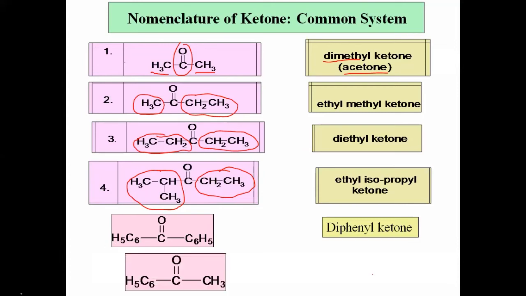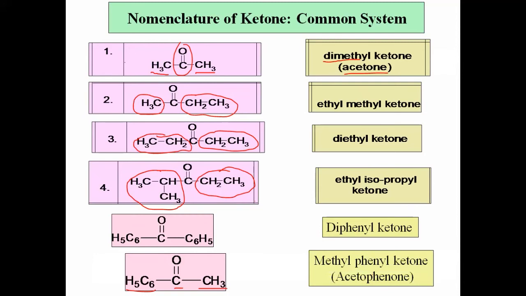Consider another example. Here, the carbonyl group is attached to one group, which is C6H5, and the second group is CH3. Means one group is the phenyl, the second group is the methyl. Alphabetically, M comes first. Therefore, we are writing methyl phenyl ketone. This is methyl phenyl ketone. Okay, and this compound is also called acetophenone.